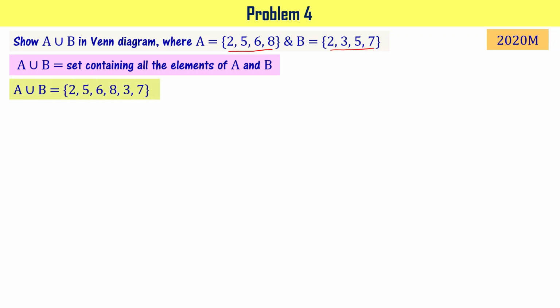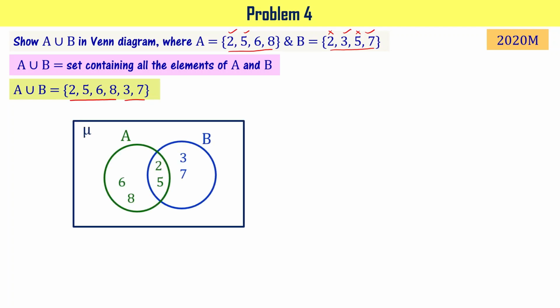It means I can write A union B as 2, 5, 6, 8, 3 and 7, right? Here 2, 5, 6, 8 are coming from set A, 3 and 7 are coming from set B. We are not including 2 and 5 of set B because they are already included from set A. In roster form, you will be including every element only once, right? For that reason, we are not writing 2 and 5 twice, right? This can be shown in Venn diagram as shown here.